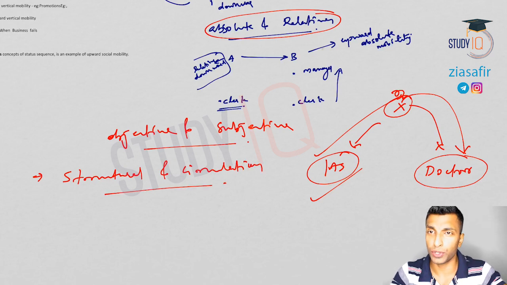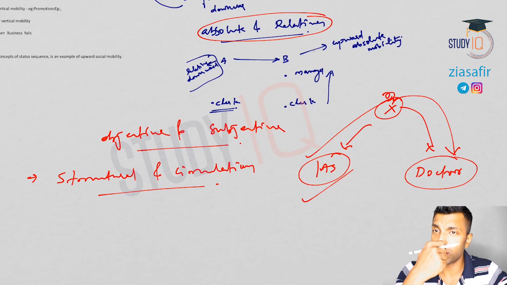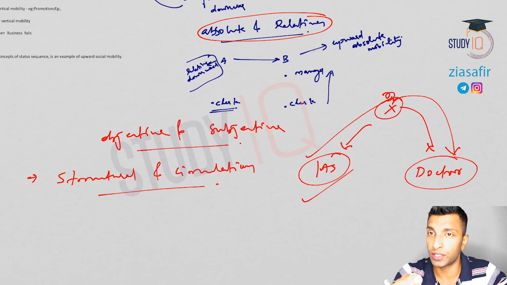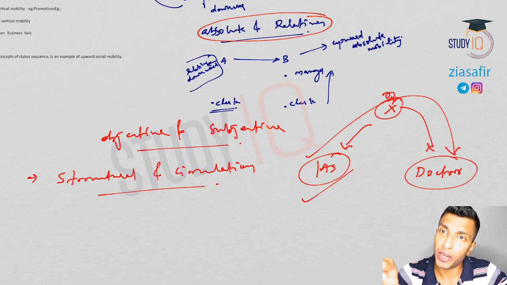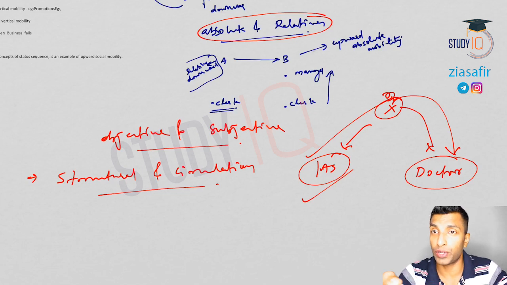Structural and circulation social mobility. Structural social mobility means you are a part of an occupational structure. Understand it, you are part of an occupational structure already, and over a period of time within that occupational structure, some technological advancement or some training, some educational qualification, etc., some improvements happen, so you experience a social mobility.